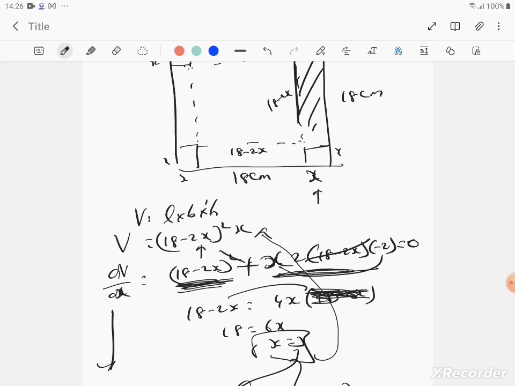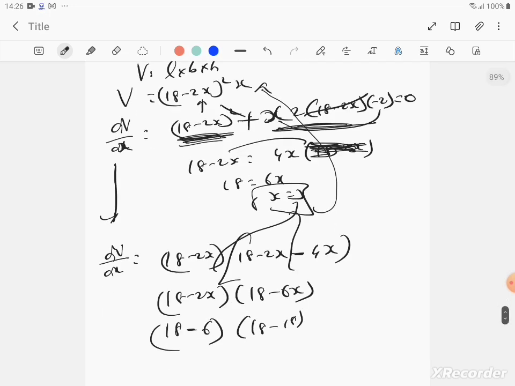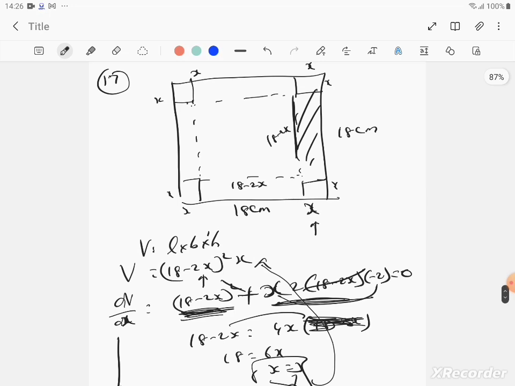18 minus 2x into 1 plus x into 2 into 18 minus 2x into minus 2. So it'll be 4x. 18 minus 2x therefore is equal to 4x. 6x is equal, x is equal to 3.